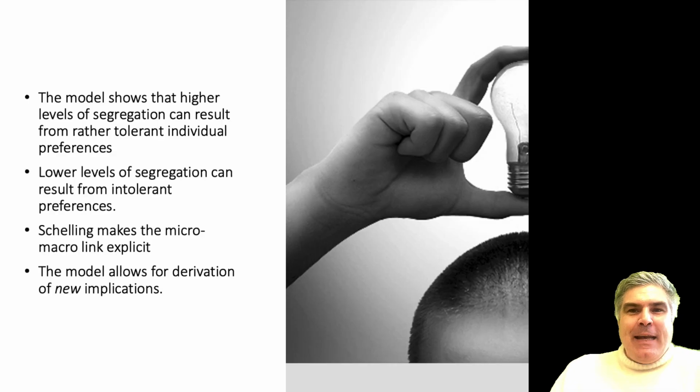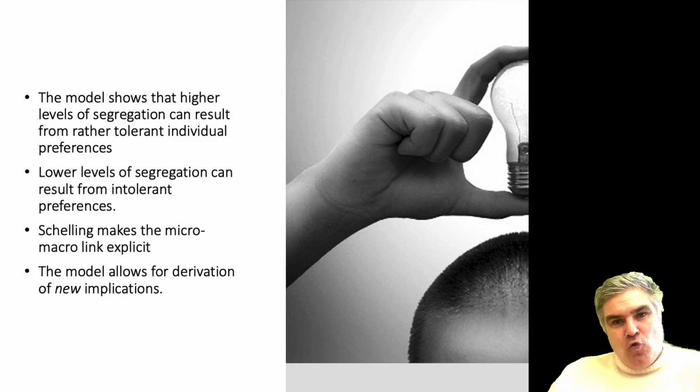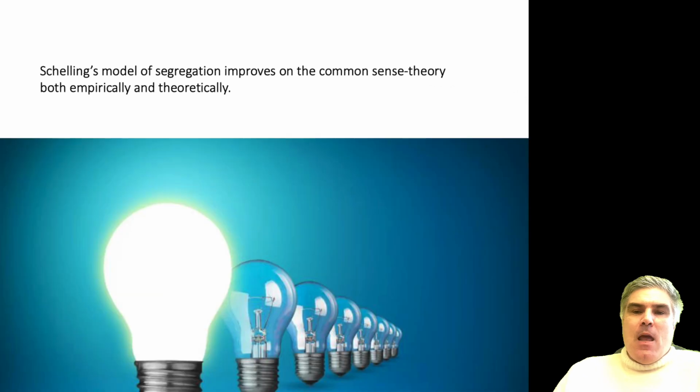This model is highly stylized and artificial, but nevertheless it shows that higher levels of segregation can result from rather tolerant individual preferences. It also showed that lower levels of segregation can actually result from intolerant preferences. Schelling makes this micro-macro link explicit, and it allows us to think things through and derive new implications that we might not have. Thinking of the common sense theory that the world is segregated because people are intolerant, Schelling's model improves in two important ways.